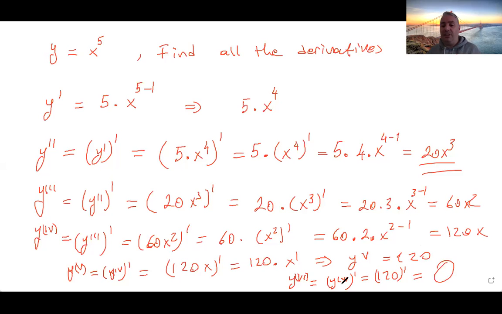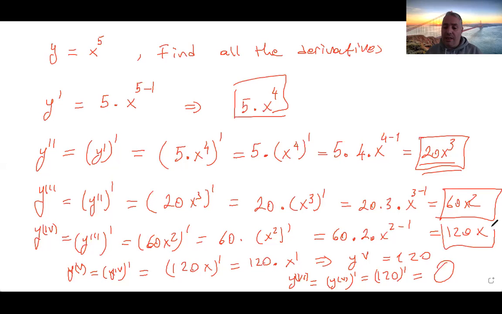It's over. It's finished. So first derivative is 5x to the power of 4. Second derivative is 20x cubed. Third derivative is 60x squared. Fourth derivative is 120x. Fifth derivative is 120. And the sixth derivative is 0. And 7, 8, 9, all other derivatives are 0. So this is called higher order derivatives.